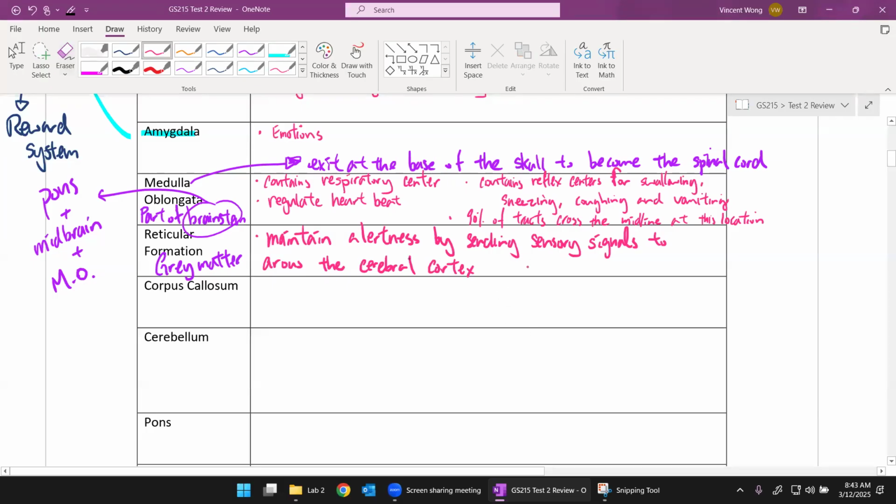The reticular formation is also the thing that will wake you up while asleep. If there's some kind of emergency situation that requires your attention or some kind of thing that startles you, you wake up because of the reticular formation. If this thing is damaged, you might not wake up. You might have a coma.